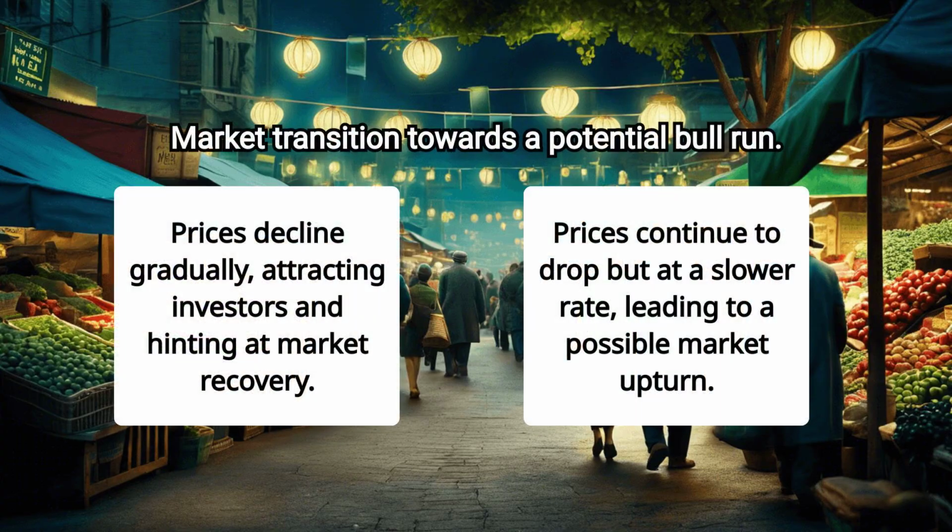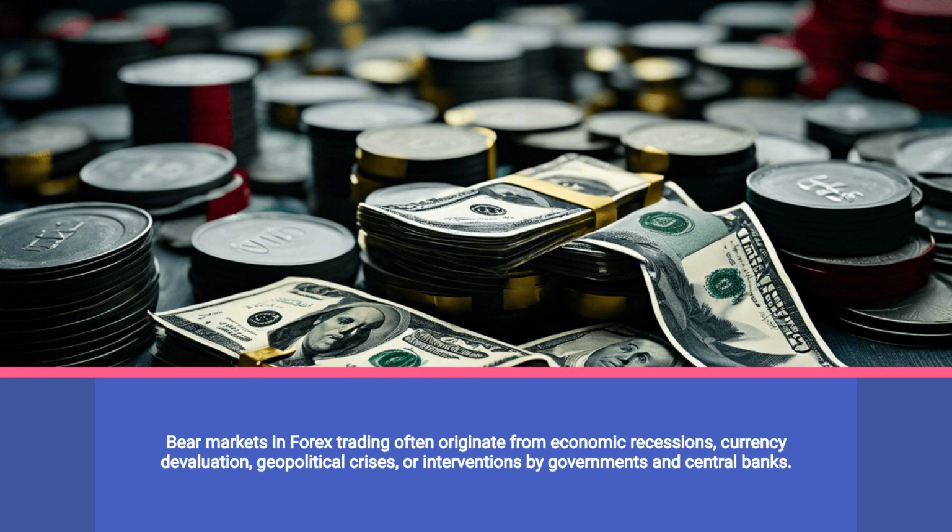In the final phase, prices continue to decline, but at a slower pace. Eventually, lower prices and positive news attract investors, signaling the start of recovery and potential transition to a bull market. Bear markets in Forex trading can start due to economic recessions, currency devaluation, geopolitical crises, and government or central bank interventions. Understanding these triggers helps traders cope with market instability.